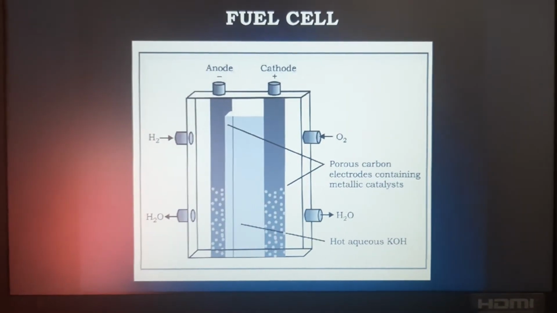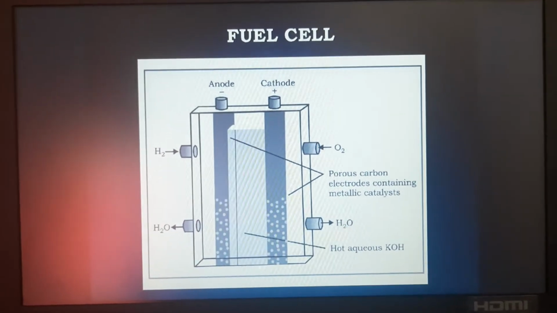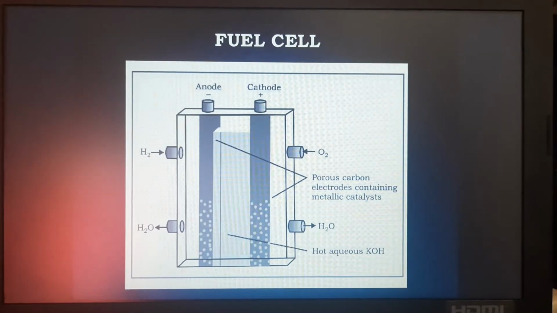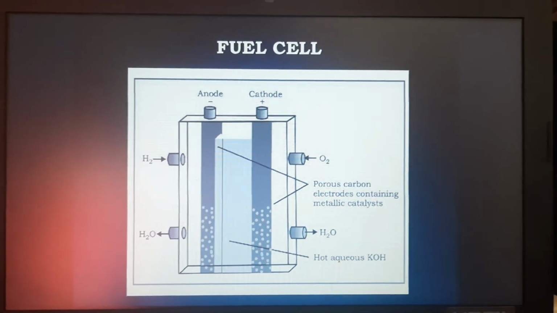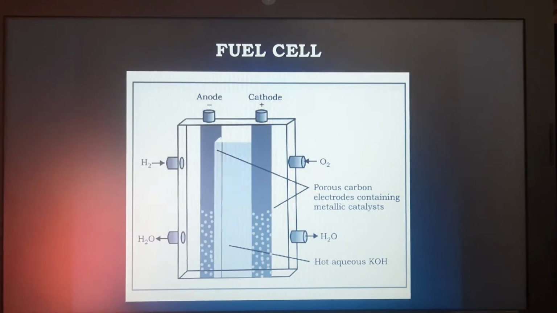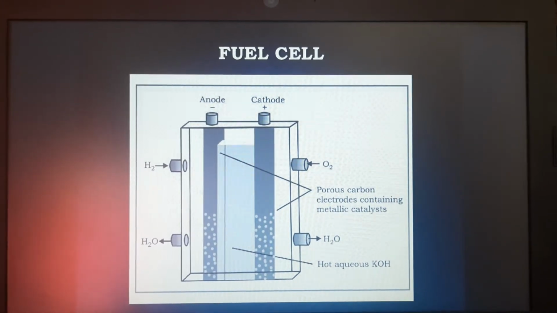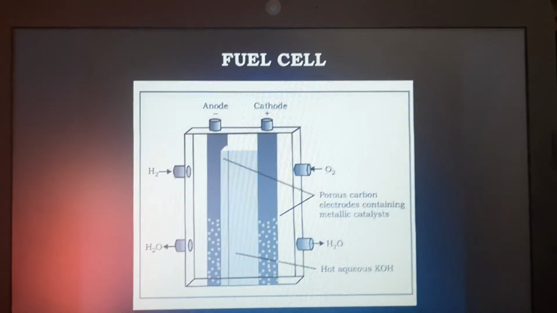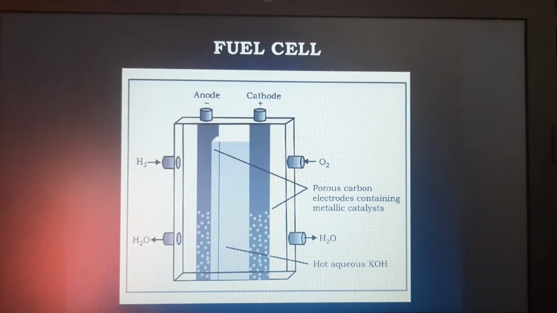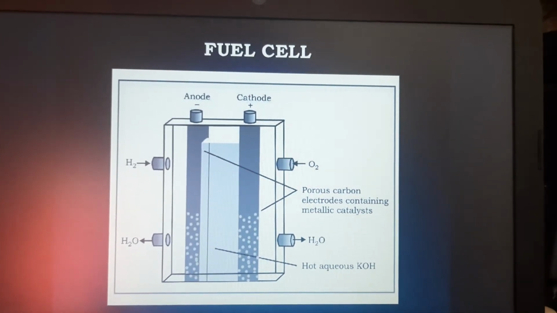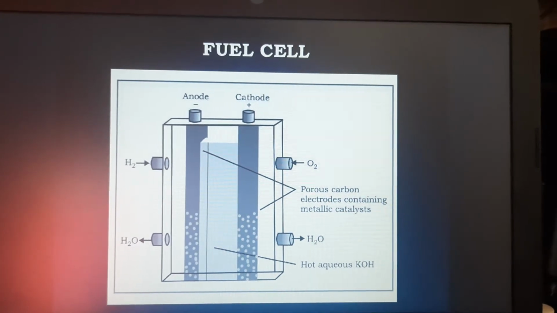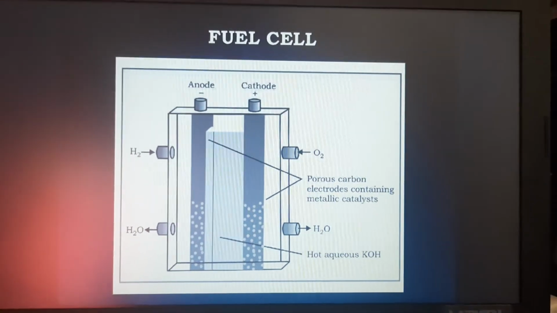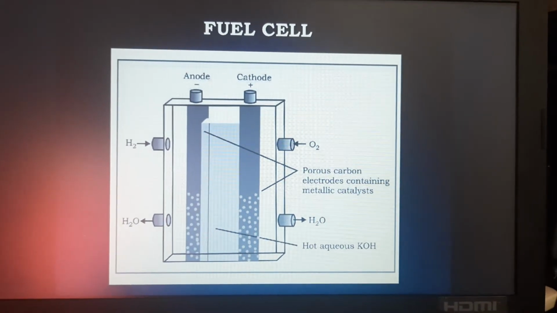So fuel cells are galvanic cells, and they use hydrogen and oxygen, and the byproduct is water. So they produce water, and they keep the environment safe, and they produce power as a product. So fuel cell uses hydrogen and oxygen as fuel, and at the end the byproduct is just water. So it keeps the environment clean and safe. So this is the structure of fuel cell.